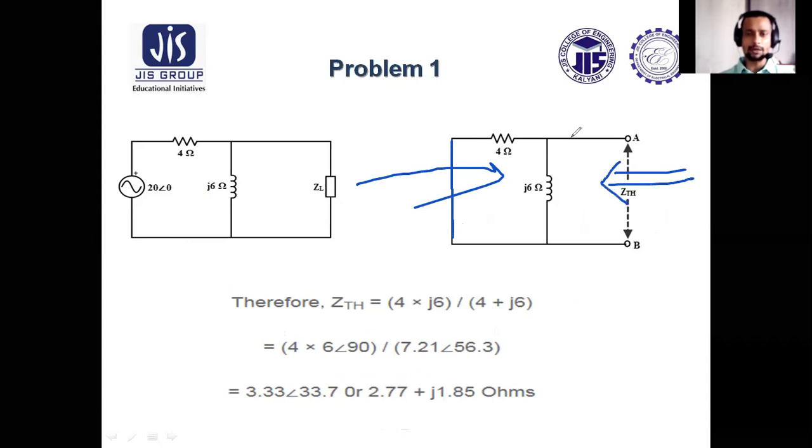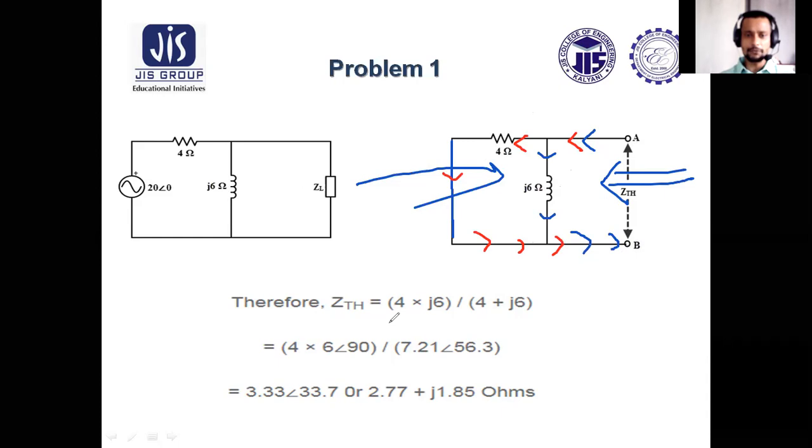While looking back into the network, you are at point A and moving to point B. You can move through this path to reach B, or you can move through this path to reach B. So you have two alternative paths to reach B. One is the 4 ohm path, another is the 6 ohm path. So 4 and 6 will be in parallel.